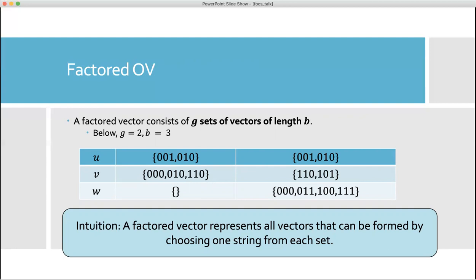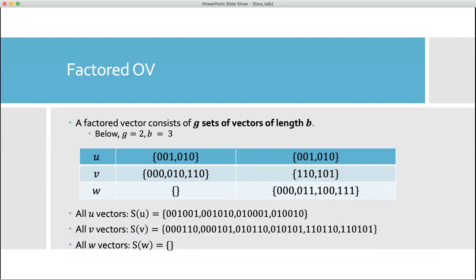And the intuition is that a factored vector represents all vectors that can be formed by choosing one vector from each set. So, for example, if we represent the vectors that U represents with S of U, then S of U equals these 4 vectors that you see here. And S of V has 6 vectors, and S of W has no vectors because the first set of W is empty. So this is the definition of factored vectors.